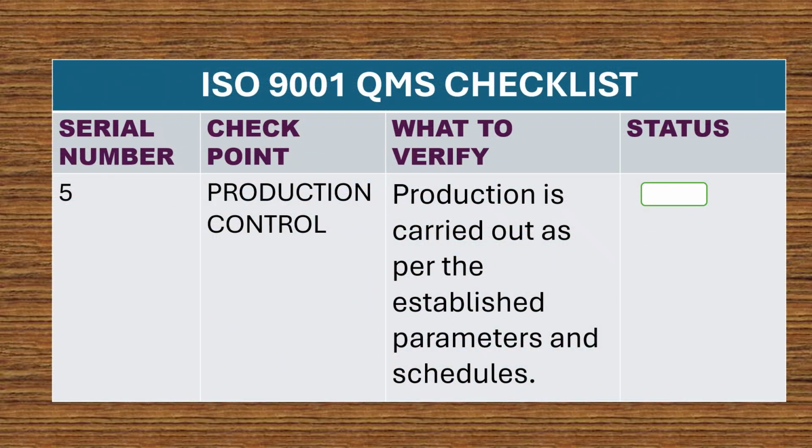Then number 5 will come production control. In production control, what to verify? Production is carried out as per the established parameters and schedules.